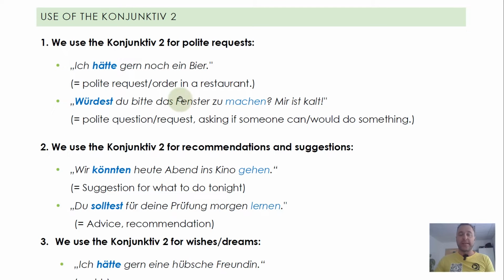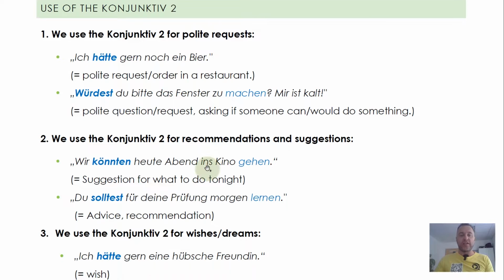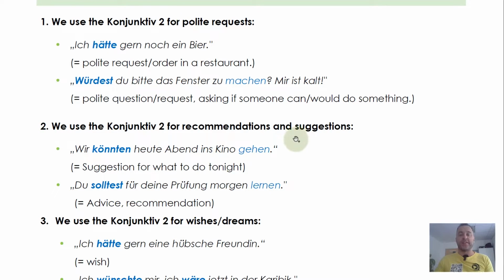Also, würdest du bitte das Fenster zumachen? Mir ist kalt. So, would you please close the window? I'm cold. So this is a polite question or request if somebody can close the window, so somebody could do something for you. Don't worry how you create Konjunktiv 2 later in this video. I first want to give you when you actually have to use this because you will actually encounter it very, very often.